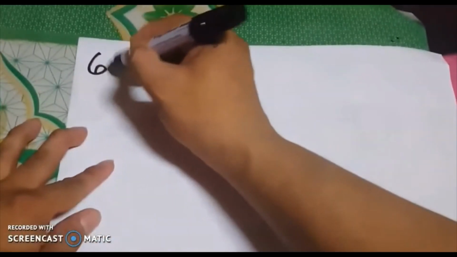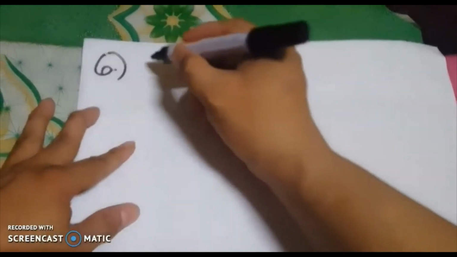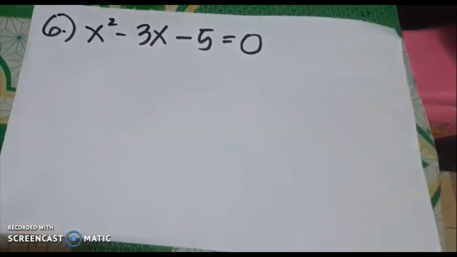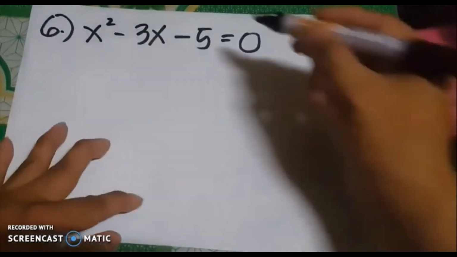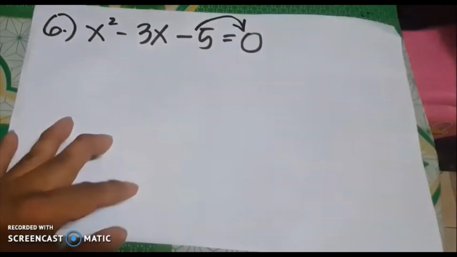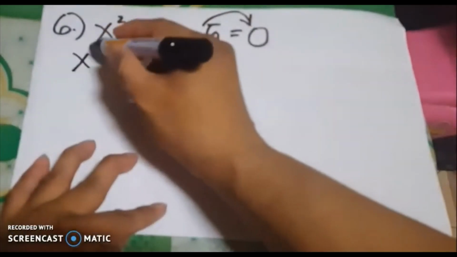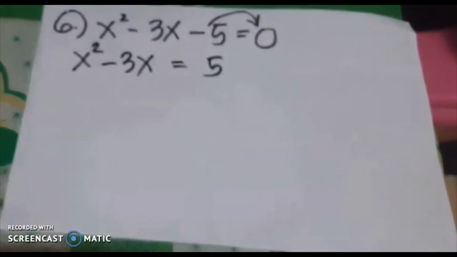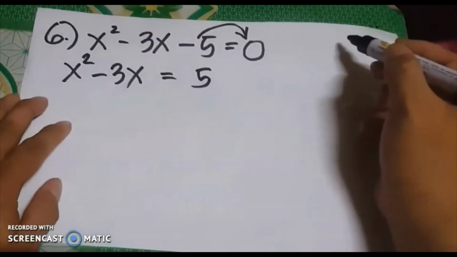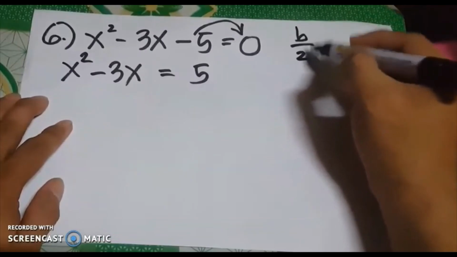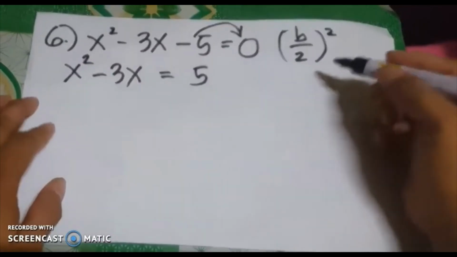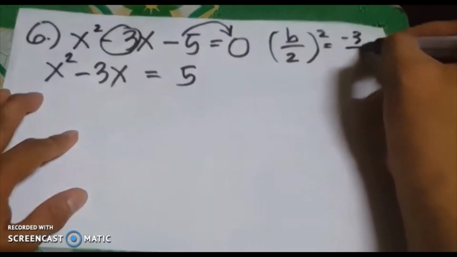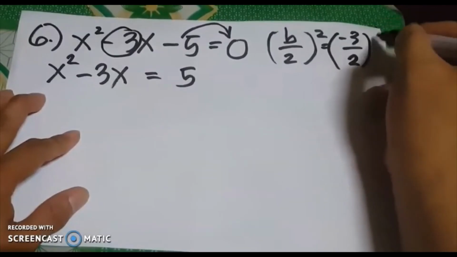So example number 6. The given here is x squared minus 3x minus 5 is equal to 0. Hindi ulit siya naka-arrange in the right form. So, we have to move negative 5 to the right side of the equation. So, that will become x squared minus 3x is equal to 5. Then, from there, we are going to make use now the expression b over 2 quantity squared. So, the value of b in the given equation is negative 3. Substitute it. That would be negative 3 over 2 quantity squared.